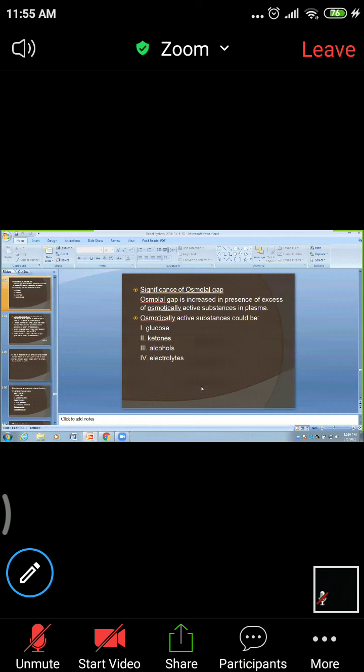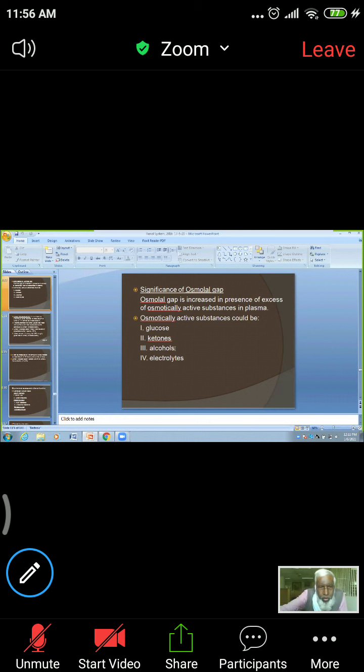Significance of osmolar gap. We mentioned earlier at the start that osmolar gap is increased in the presence of excess osmotically active substances in the plasma. These osmotically active substances in the plasma can be glucose, ketones, alcohols, electrolytes. In Western countries, osmolar gap mostly increases due to alcohol poisoning, and in our country, it could be due to glucose, ketones, or electrolytes. Okay.